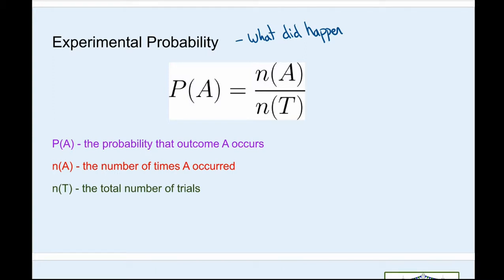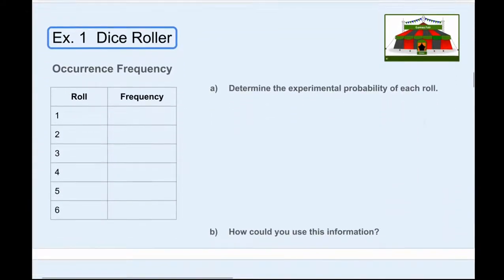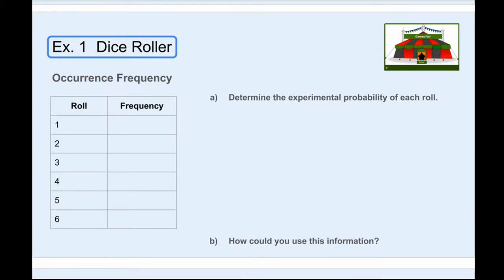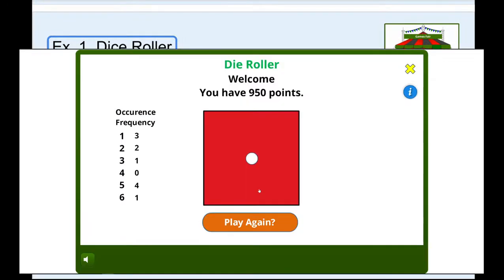So if we do an experiment, or we run trials similar to the dice roller game, we rolled the die a number of times, and that is our number of trials. Then if we want to find out the probability that something happens, we determine what we're trying to look for, and that's going to be our outcome A, and then we look for the number of times that value occurred. So for example, if we go back to our dice roller game, if we bring it back up just to see what our numbers are.